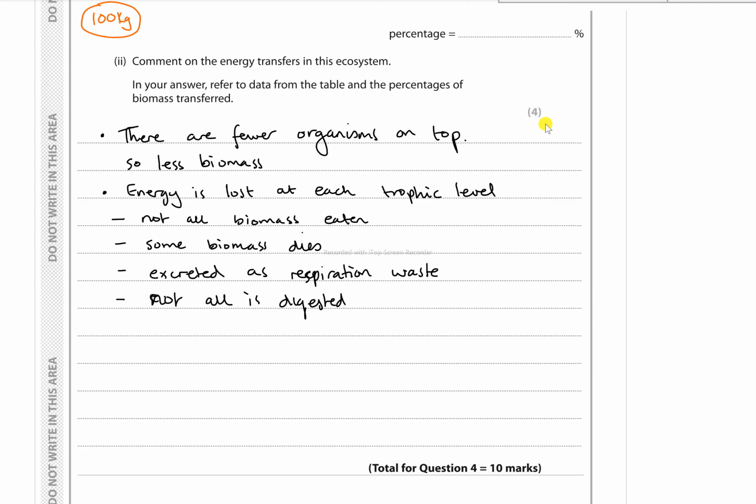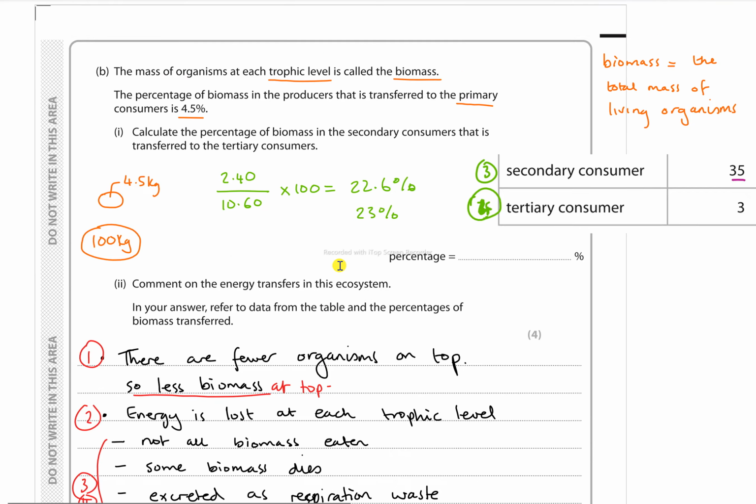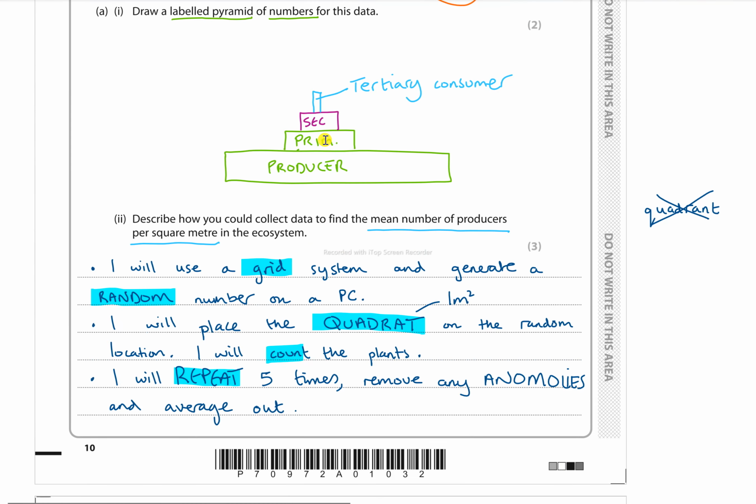Right, okay. So first of all, you'll get a mark for that: there's less biomass at the top. And then you'll get 2 marks for any one of these, 3 and 4. Most of the energy is lost straight away between the producer and the primary consumer. That's the biggest loss.